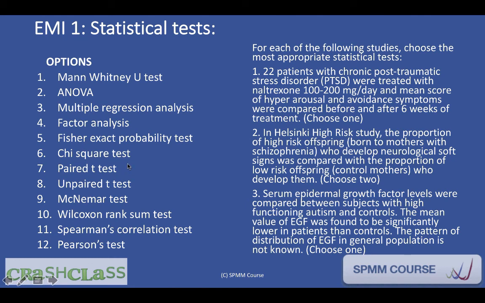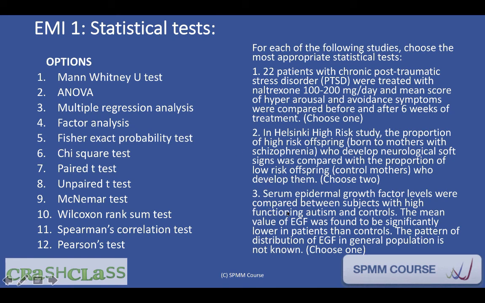Okay. In the Helsinki high-risk study, the proportion of high-risk offspring who developed soft signs was compared to the proportion of control mothers' offspring who develop them. So proportion, look at the keyword here. Choose 2 options. So you can choose chi-square because it's a proportion. Because they're insisting for you to choose one more option, you can choose Fisher's. Whenever you choose chi-square, you can also choose Fisher's. These two go hand in hand.